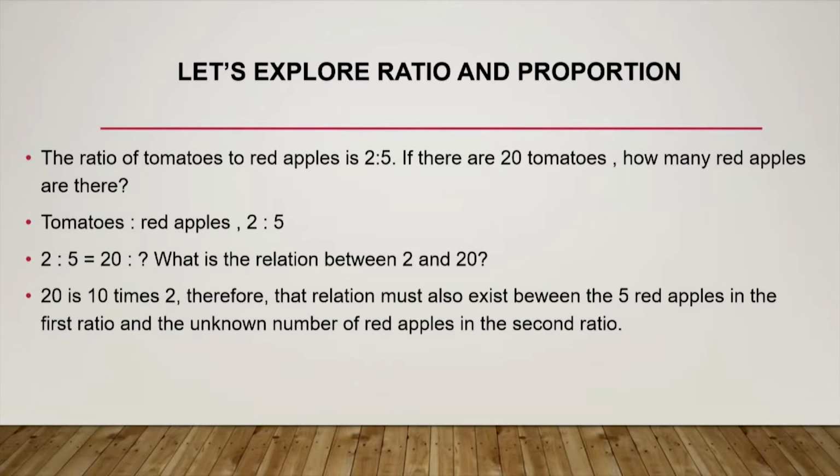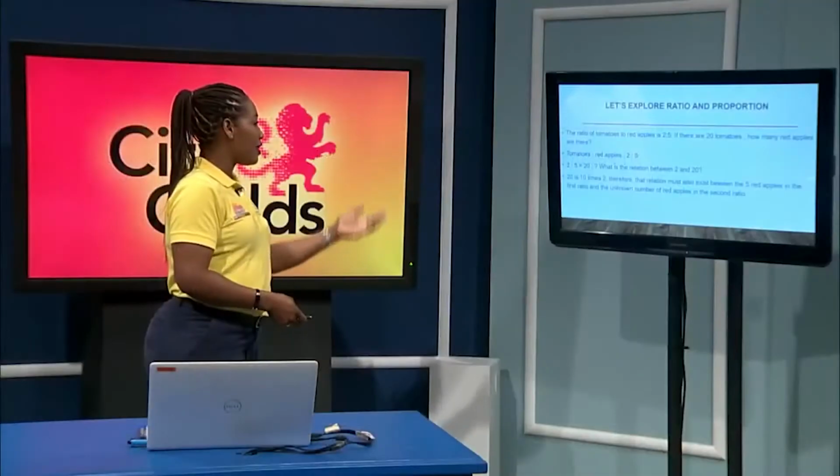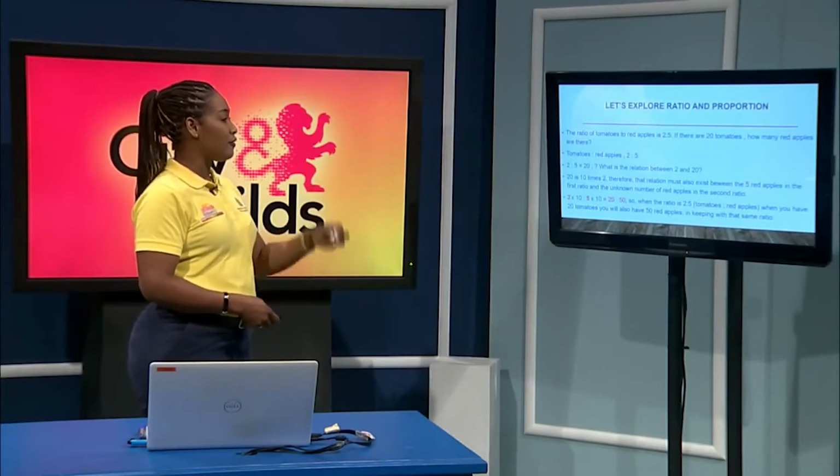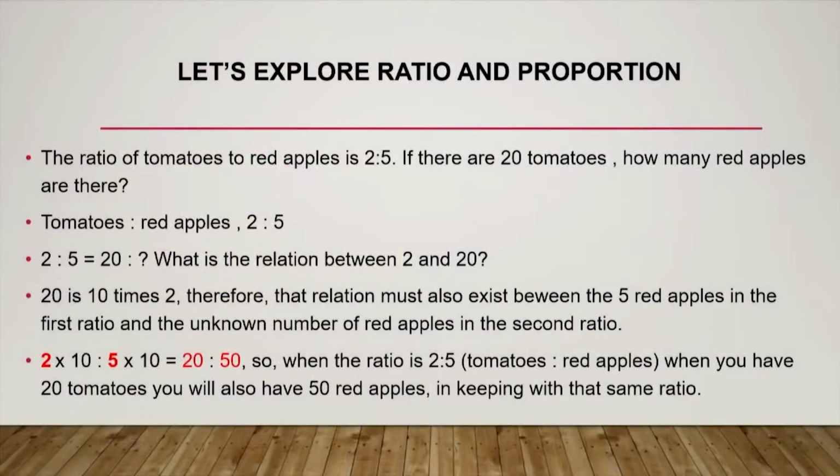Therefore, that relation must also exist between the 5 red apples in the first ratio and the red apples in the second ratio. So let's multiply the 5 by 10, giving you 50. So that means for the first ratio, remember it's 2 to 5. You multiply both portions by 10, you would get 20 to 50. That means when you have 20 tomatoes, you will end up with 50 red apples.